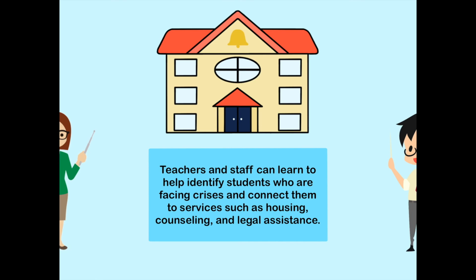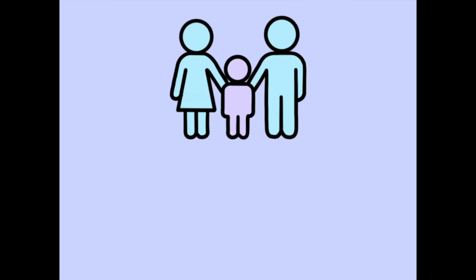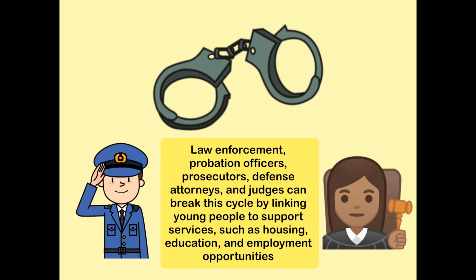More specifically, in public schools, teachers and staff can learn to help identify students who are facing crises and connect them to services such as housing, counseling, and legal assistance. In child welfare systems, with introduced resources and improved coordination among youth-serving agencies, child welfare and foster care can help to greatly prevent youth homelessness. And finally, in the juvenile justice system, they state that law enforcement, probation officers, prosecutors, defense attorneys, and judges can break the cycle by linking young people to support services such as housing, education, and employment opportunities. With this collaboration, the Raikes Foundation believes that high-risk youth can be identified and helped very early, reducing the possibility of homelessness.